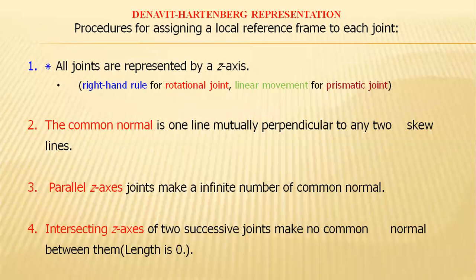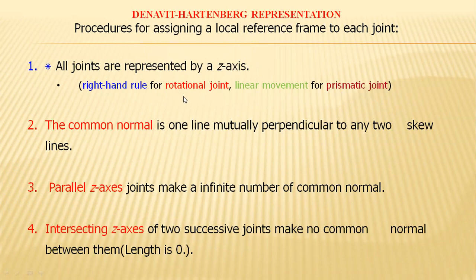For rotational joint, the thumb initiates, if you stretch three mutually perpendicular axes, thumb towards the upward direction, forefinger towards the straight direction, and the middle finger towards the other direction. So three different directions. So we'll have skew lines having the same form or theta values. Almost all the joints are represented by the z-axis, following the right hand rule. For rotational joint, linear movements for prismatic joints.